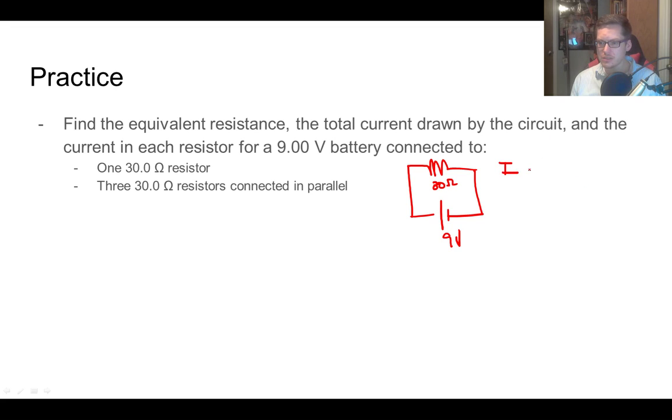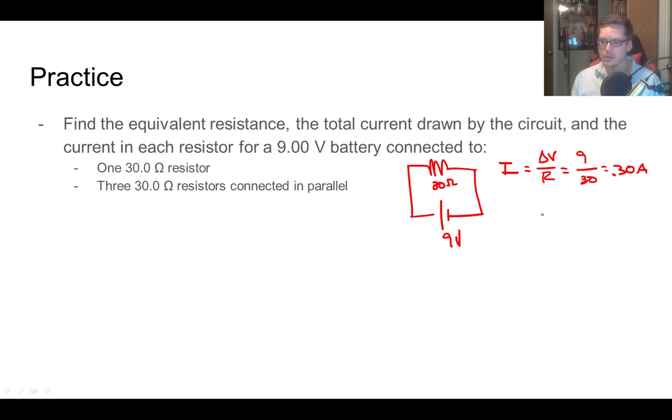So the current is equal to just delta V over R. The delta V is 9, and the resistor is 30. So we just take 9 divided by 30, and you get 0.30 amps.